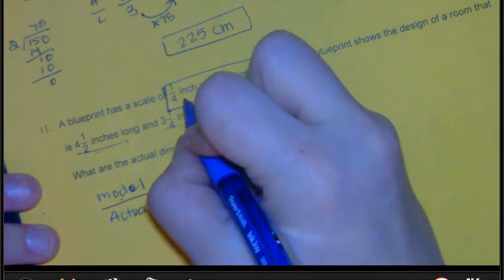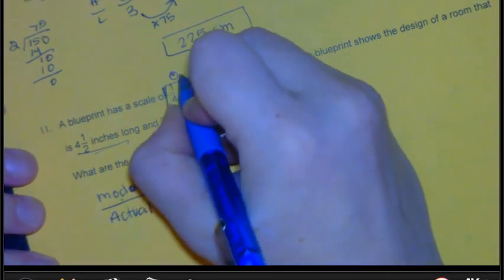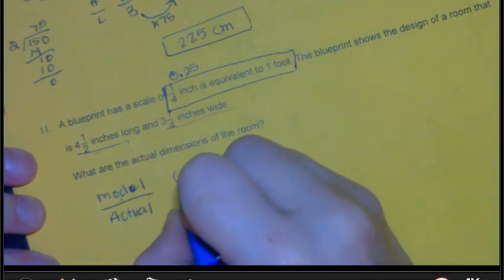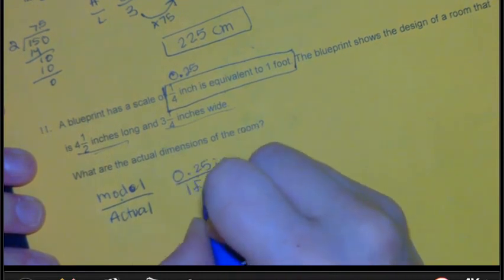And let's go ahead and turn this 1/4 into a decimal. Well, let's think of money, because if I think of 4 quarters equals 1 whole dollar, which is 100, 1 quarter is going to equal 25. So 1/4 is 0.25. So I have 0.25 inches over 1 foot.